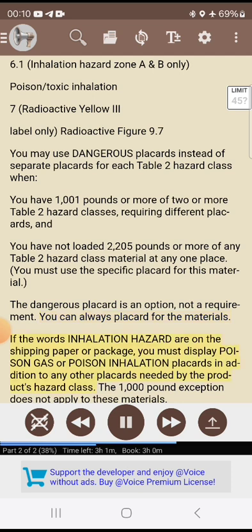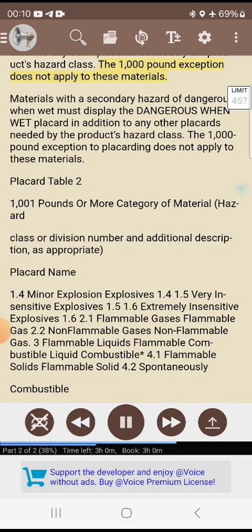If the words inhalation hazard are on the shipping paper or package, you must display poison gas or poison inhalation placards in addition to any other placards needed by the product's hazard class. The 1,000-pound exception does not apply to these materials.